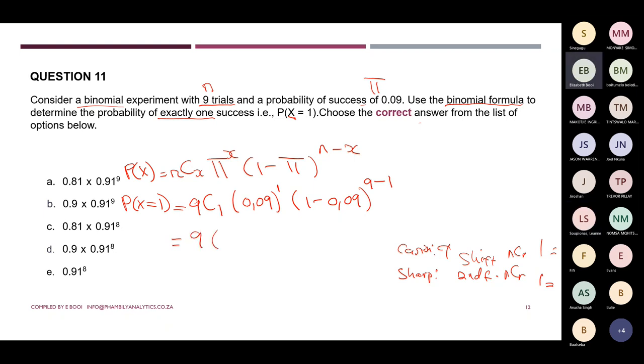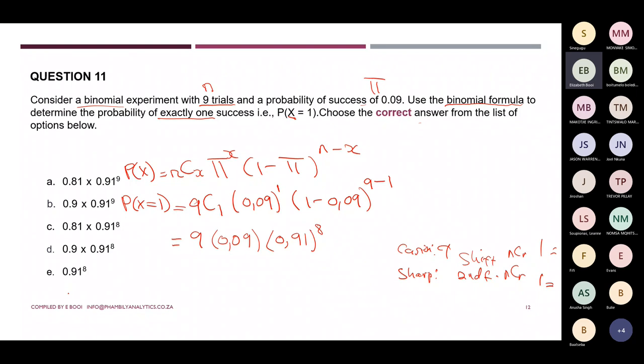Multiply by 0.09 to the power of 1, which is the same as 0.09. And the next one, 1 minus 0.09, is 0.91 to the power of 9 minus 1, which is 8.